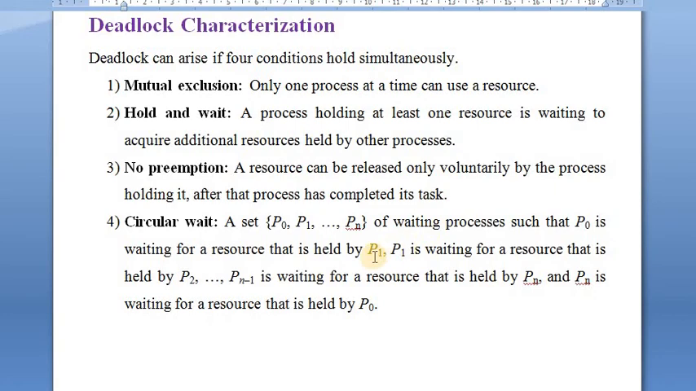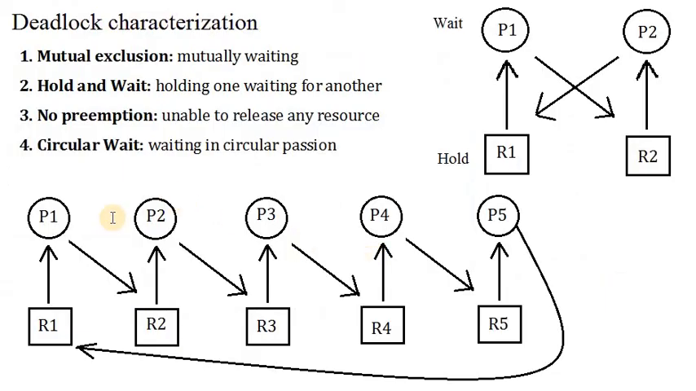P0 is waiting for P1. P1 is waiting for P2. P2 is waiting for P3. P3 is waiting for P4. P4 is waiting for Pn. Let us take 5 as n here. So P4 is waiting for Pn and n is waiting for P1, through R1. Right? In this situation, all the processes are circularly waiting for one another. So see the waiting in circular fashion.